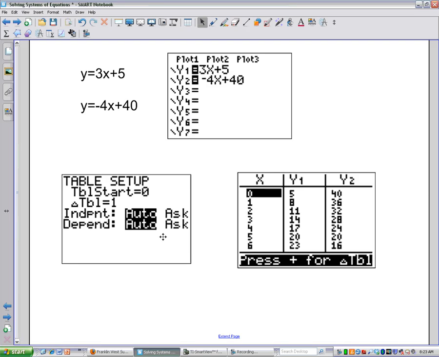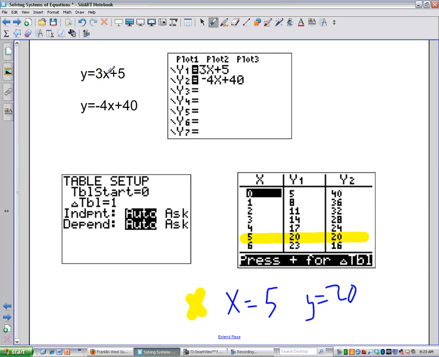If I go back here, we would look for the place where the two y's are both 20. When you get the same y value in both of your rules, you read over and the x value is there. So the solution to this is that x equals 5 and y equals 20.